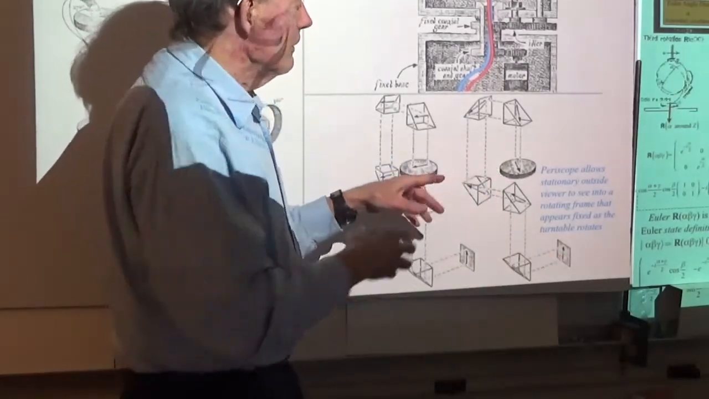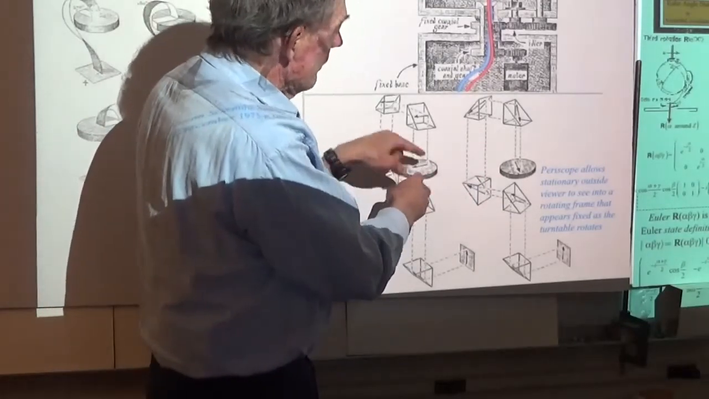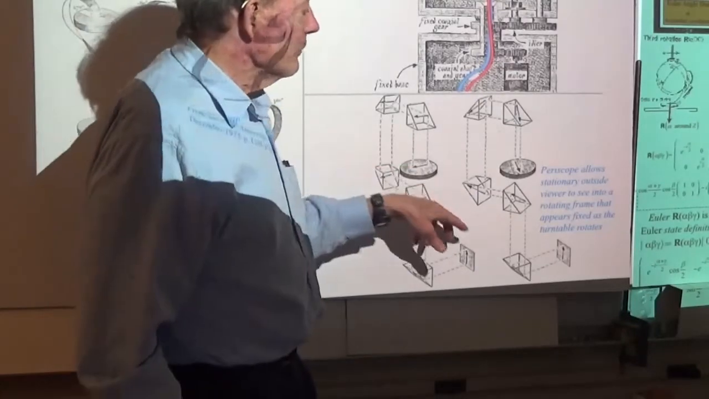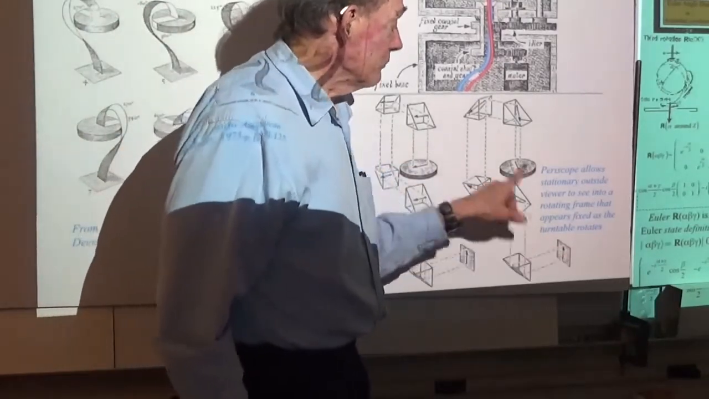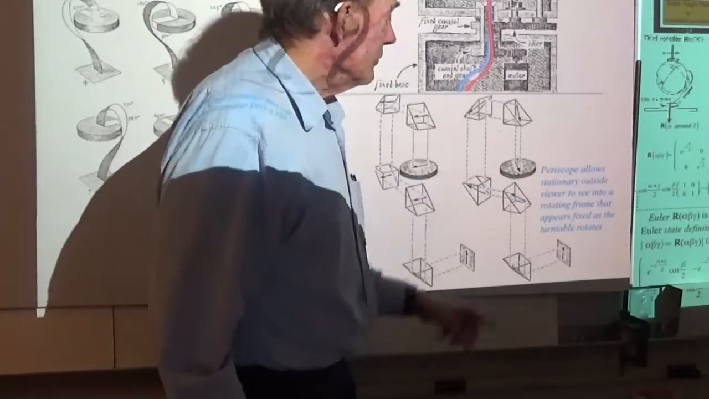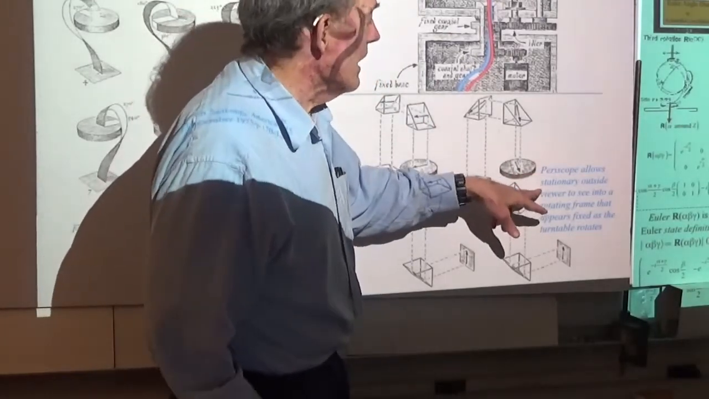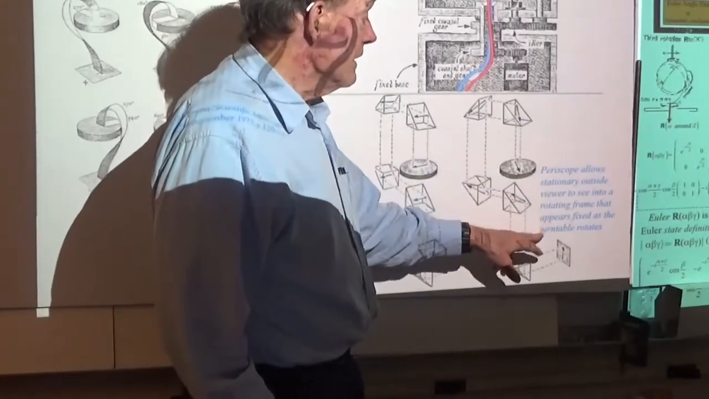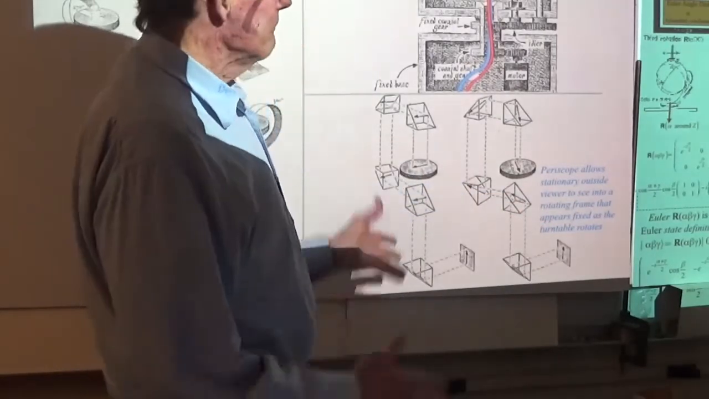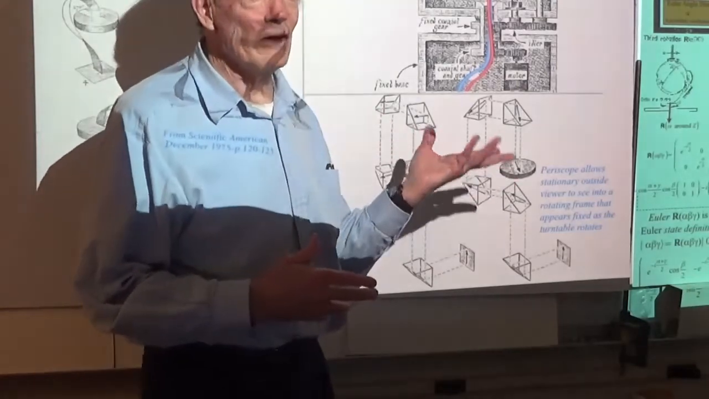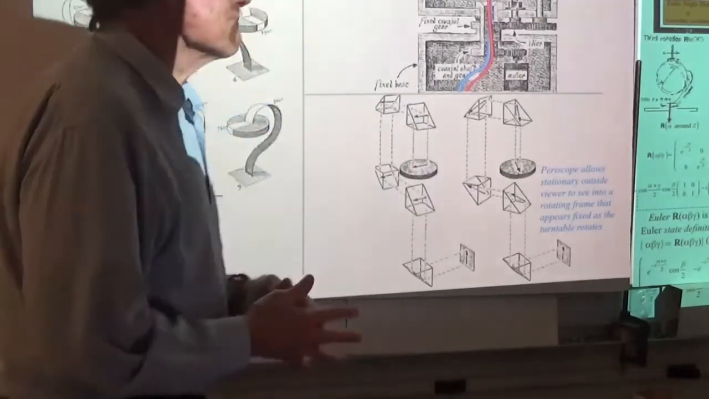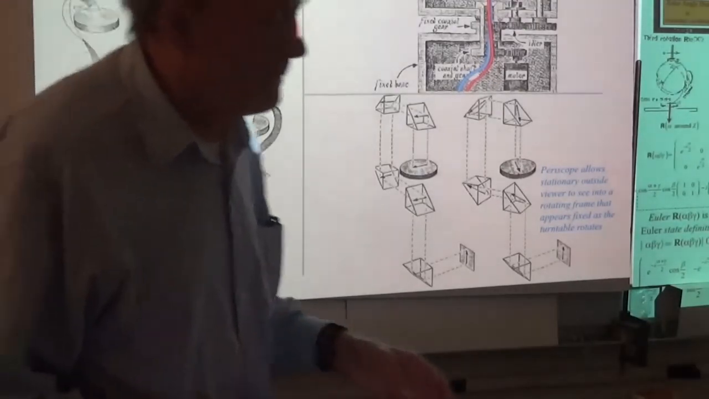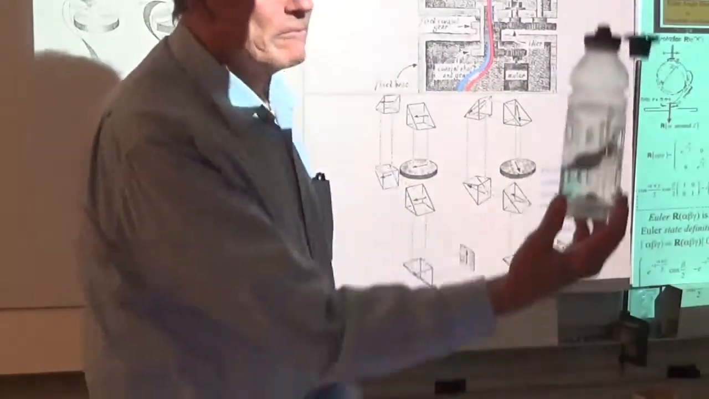And you can see if you have a dynamic system where there's Coriolis forces moving particles around on a turntable, you can see them moving as you would see it riding on that table. So this is a periscope that allows a stationary outside viewer to see into the rotating frame that appears fixed as the turntable rotates. I think this is extraordinary. This is a patent and isn't built very often. But perhaps it would be good if I just demonstrated it with a glass of water.